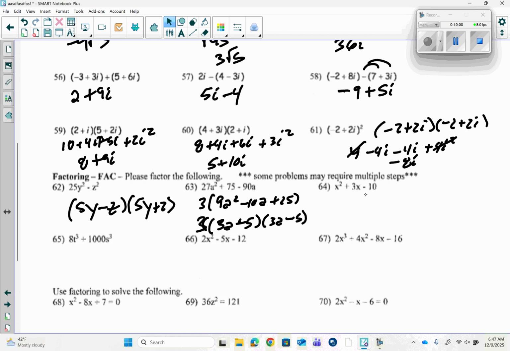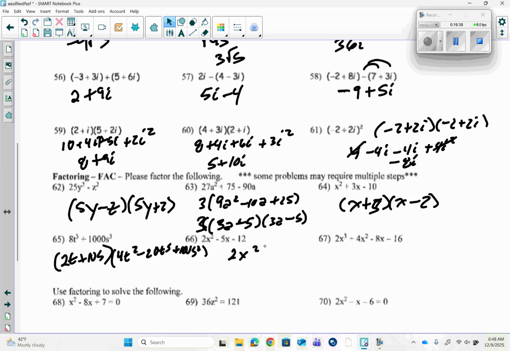This particular one, what two numbers multiply to give me -10 and add to give me +3? So +5, excuse me, and -2. This one, these are perfect cubes, so this is going to give me 2t plus 10s, and then I have to square it, so I'm going to get 4t squared minus 20ts plus 100s squared.